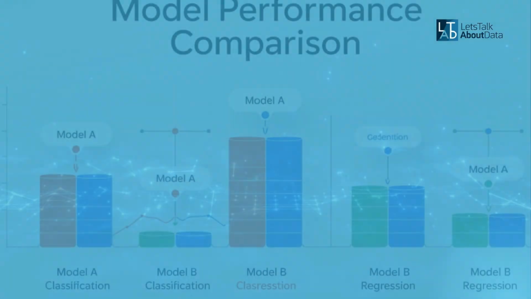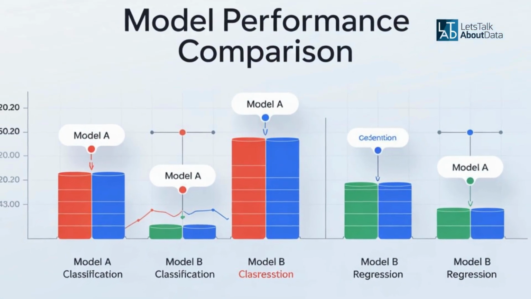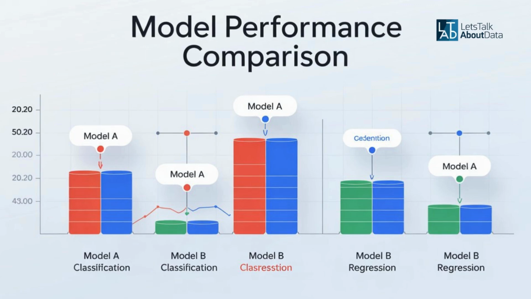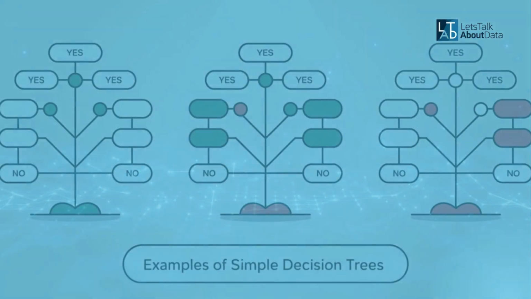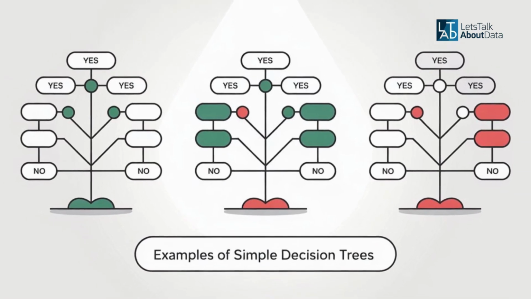Let's get started. Model selection is the process of choosing the most appropriate machine learning algorithm for your problem based on the dataset and the task at hand. Factors to consider when selecting a model: data type (categorical, numerical, time series, etc.), size of the dataset, and problem type (classification, regression, clustering).